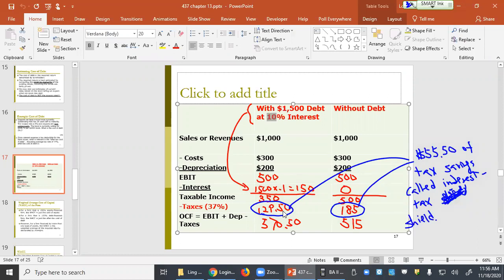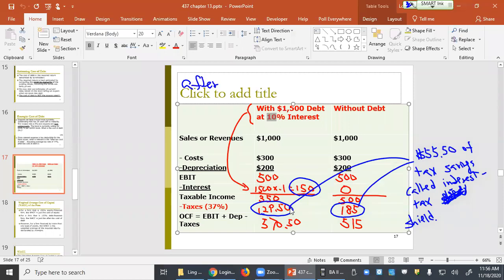Interest tax shield. At the surface, it may seem like we paid $150 of interest expense, but we actually end up saving $55.50 of taxes. And we see that the taxes are lower here. So what is the after-tax interest expense? Before-tax interest expense is $150.